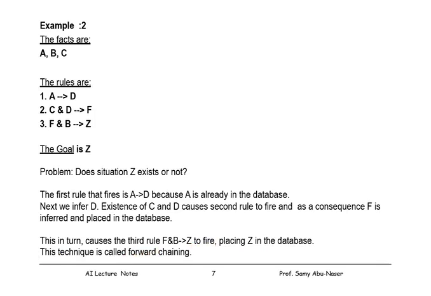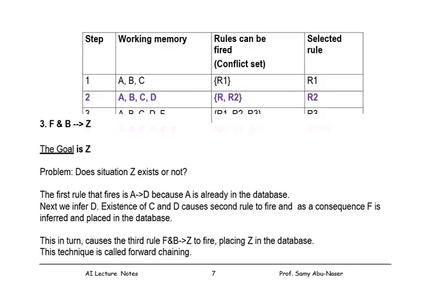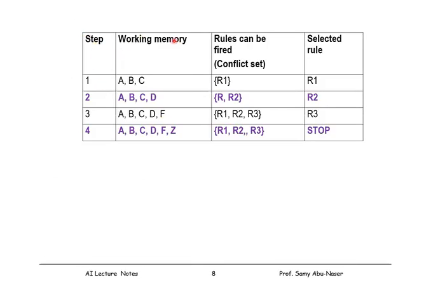Let's solve it step by step. Here it is: step, work in memory, rules that can be fired, the conflict set, selected rule. In step 1, we put in the memory the facts given, A, B, C. Then we take these facts and check the three rules to see which one can be fired. The only one that can be fired is R1, because, as we said, A is in the facts. So we fire R1. The output is A, B, C, and D, which is the new one.